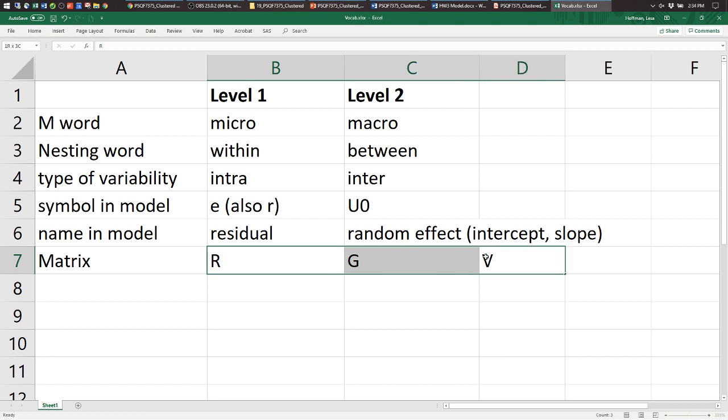So these are letters that are going to show up here. So R holds the level 1 variances and covariances. G holds the level 2 variances and covariances, and to put them back together again, you end up with V.